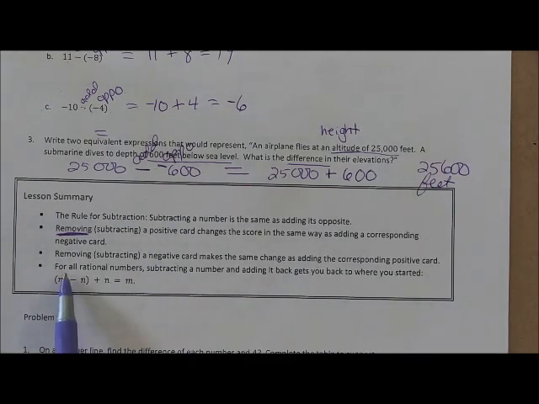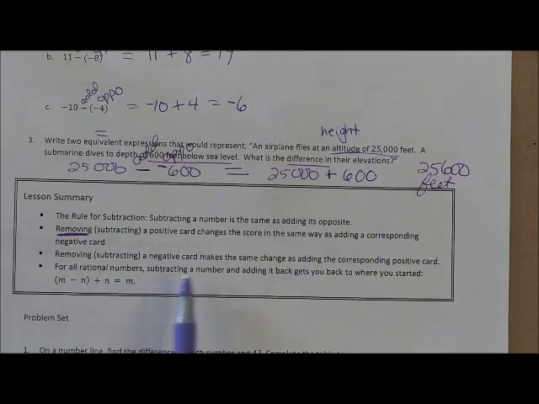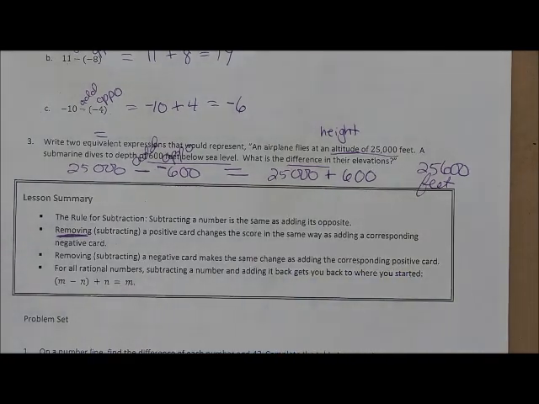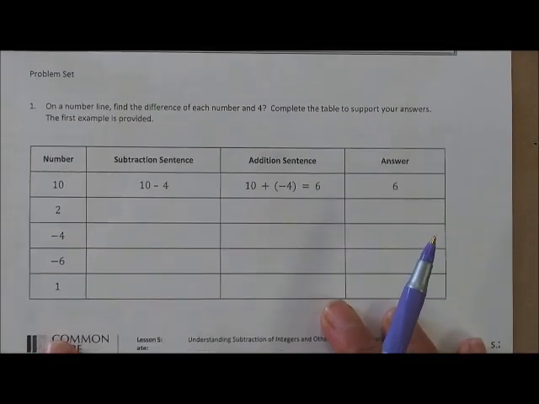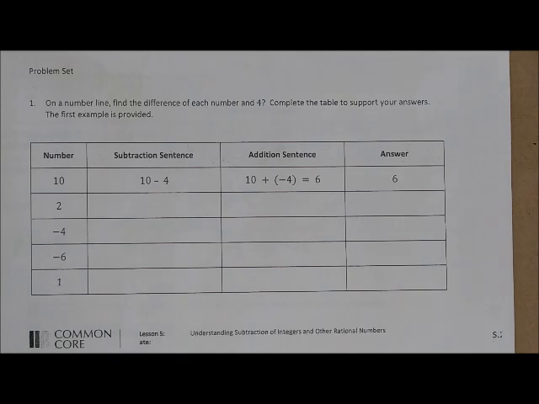Okay? For all rational numbers, rational means it can be written as a fraction. Subtracting a number and adding it back get you back where you started. If you take something away and then give it back, then you're back where you started. Okay? There are some problems at the bottom. You're going to try those. You're going to pause the video, and then you're going to come back and you're going to check your answers.